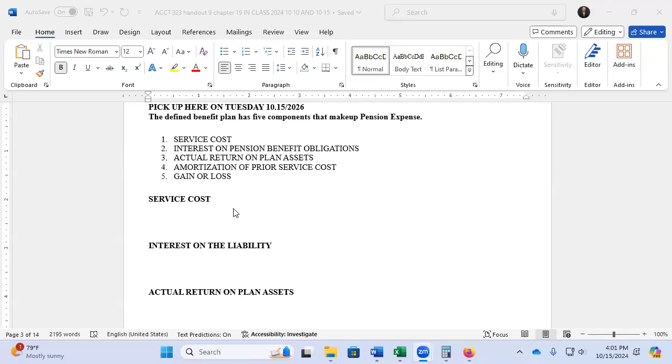Okay, I'll give you a minute to get settled, and we're picking up on the defined benefit plans and the components that make up pension expense.